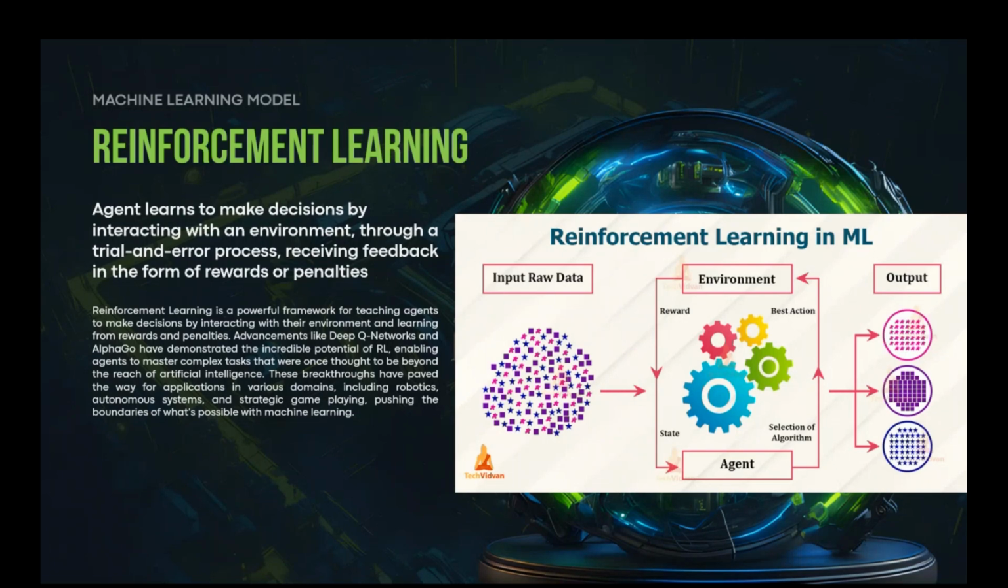Okay, so state is a representation of the current situation of the environment, right? State provides all the information necessary to make a decision. Then you have action. So action is the set of all possible moves or decisions the agent can make. And then you have a reward, generally represented as R. So your reward is feedback from the environment.